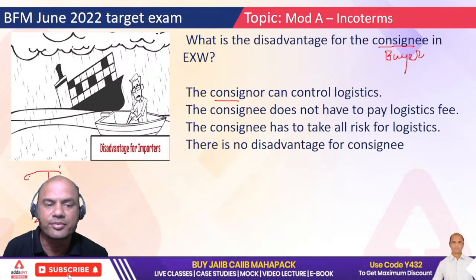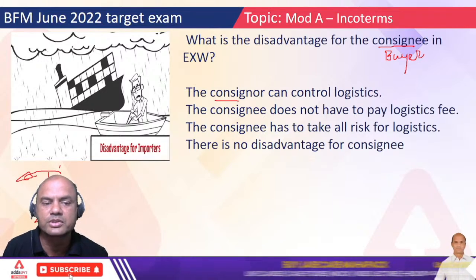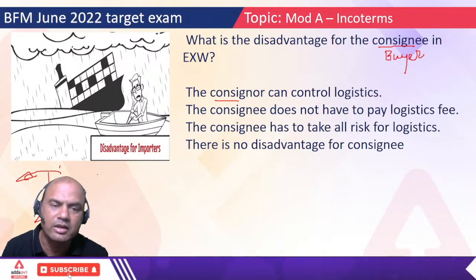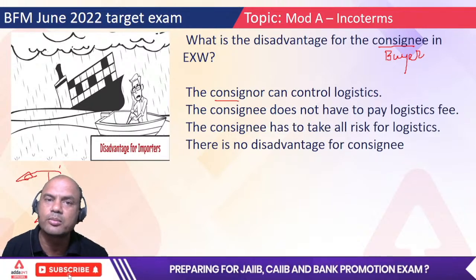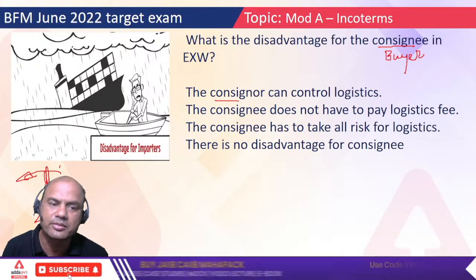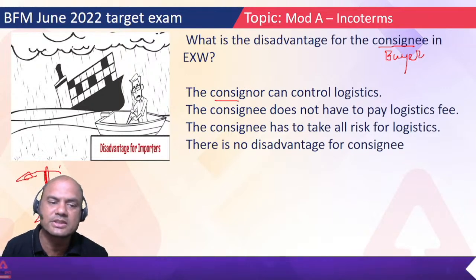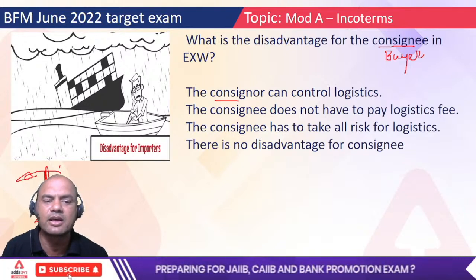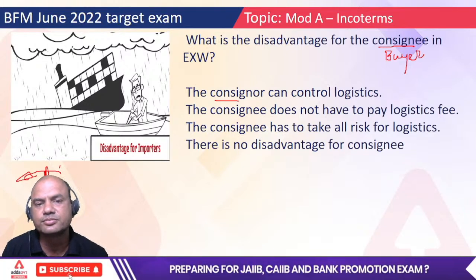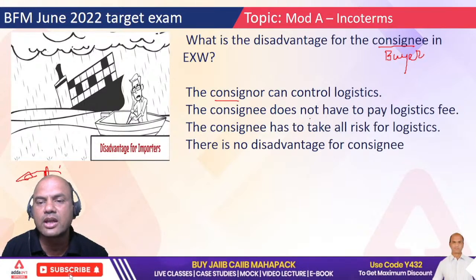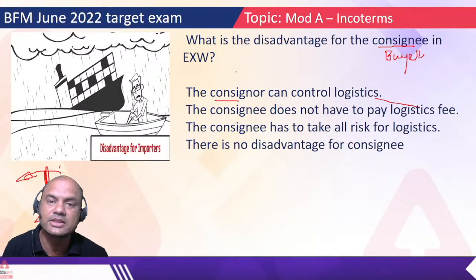I got my money, I put the goods over here. Now you load it on the truck or you don't, that's not my concern. At the gate, my responsibility is over. So does the consignor or seller control logistics? No. He says, what have I to do with this logistics? I put it over here. The consignee does not have to pay logistics fees.